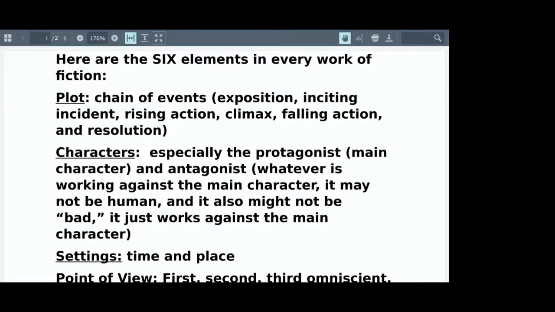This is a traditional plot, all right? Catcher in the Rye will follow this traditional plot. There are some non-traditional plots too, but we should be most aware that most of what we read in narratives follows these traditional plot patterns. So that is an element, the chain of events, the plot.